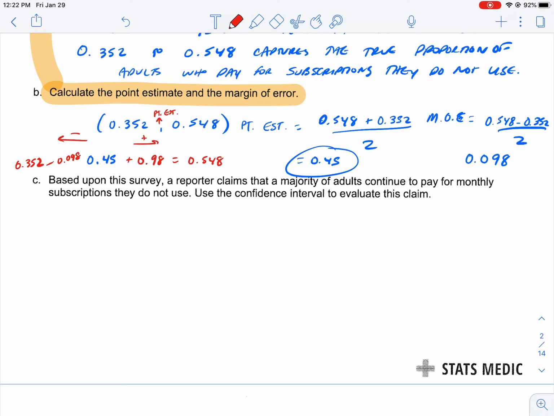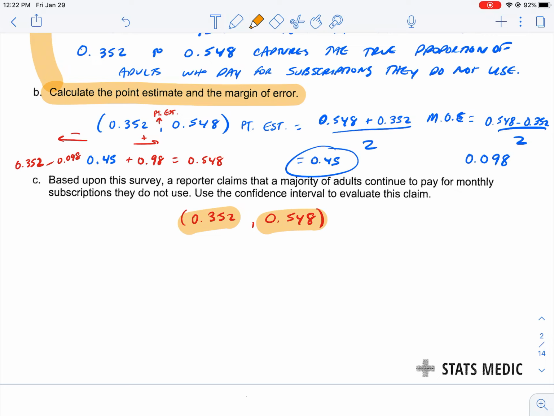Based upon the survey, a reporter claims that a majority of adults continue to pay for monthly subscriptions they do not use. Use the confidence interval to evaluate this claim. What would mean majority? Majority would be more than 50%. So when you look at this interval, 0.352 to 0.548, think about that. 0.548 would be a majority. 0.352 would be not a majority.